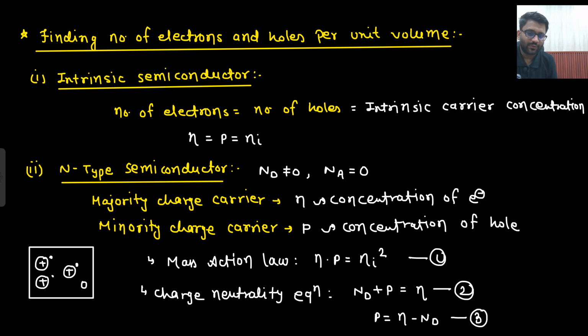Using equations 1 and 3, what am I getting? N into P is equal to ni square. So I am finding the value of N. P is replaced with N minus Nd, so n into (n minus nd) is equal to ni square, right? So what you are getting is n square minus n into nd minus ni square is equal to 0.